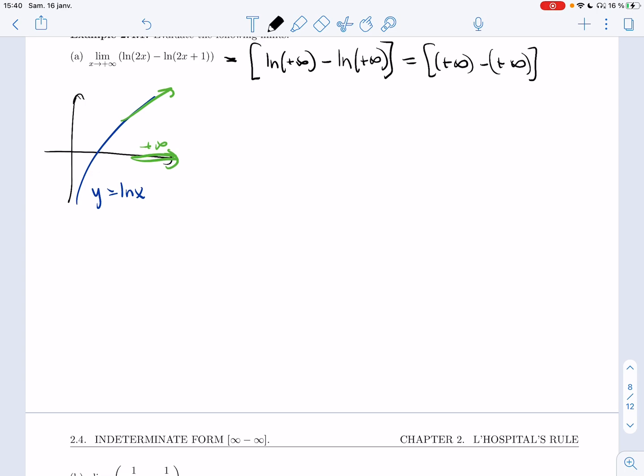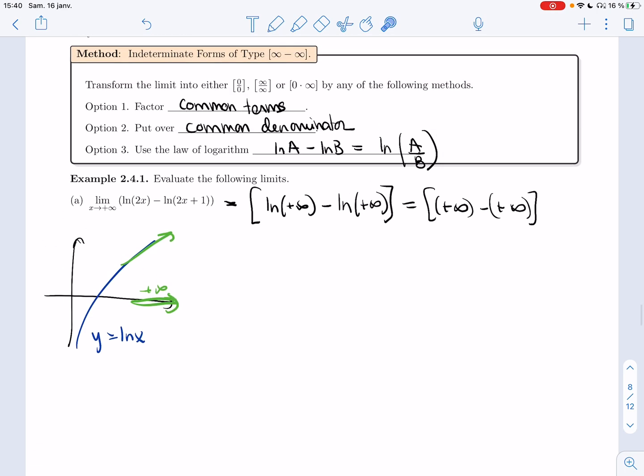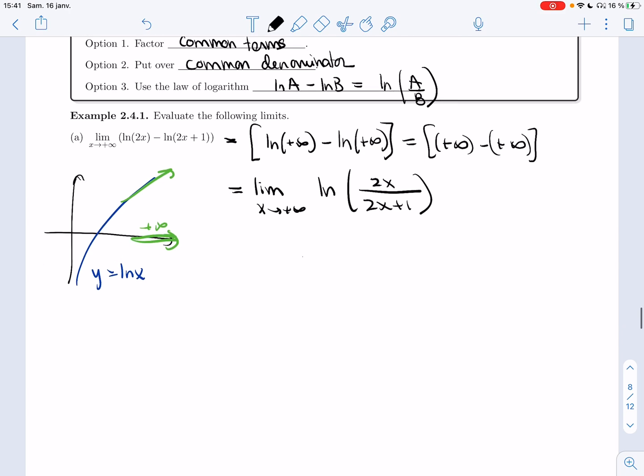So I need to put them together somehow. The method that I would use, I don't have anything in common, so that doesn't work. I don't have fractions, so common denominator is irrelevant. But laws of log, oh yeah, I have logs here. So I'm going to get the limit as x goes to positive infinity of log of 2x over 2x plus 1. All right, perfect. Let's look at the interior separately.